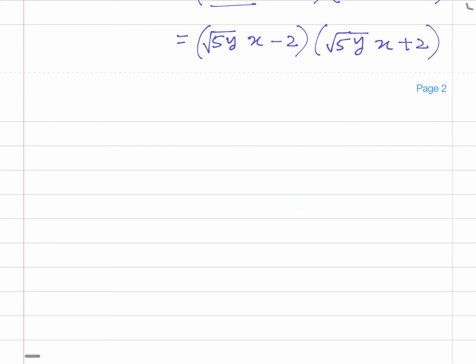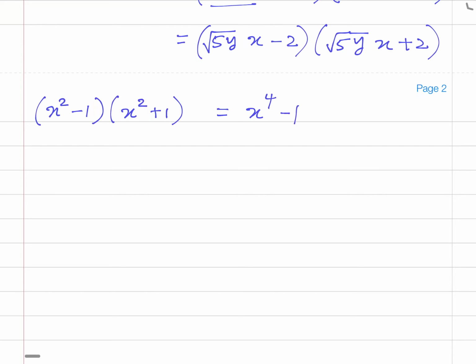Now, another example with a power more than 2. Suppose you have (x squared minus 1) and (x squared plus 1). In this case you can write this one as x to the power 4 minus 1.